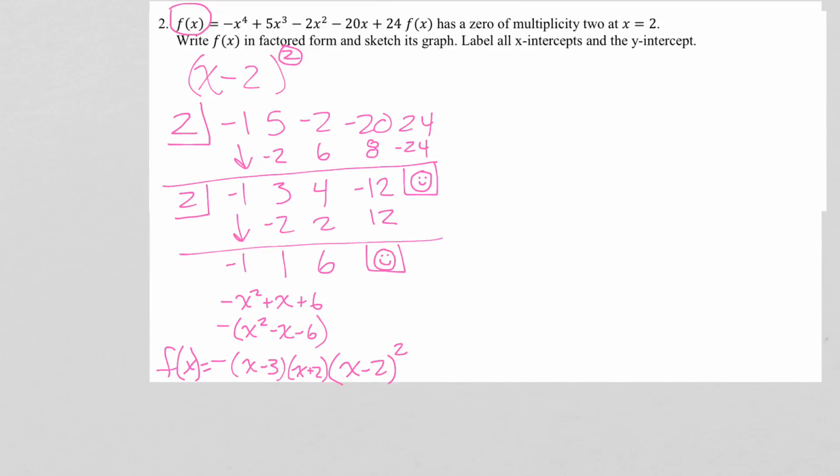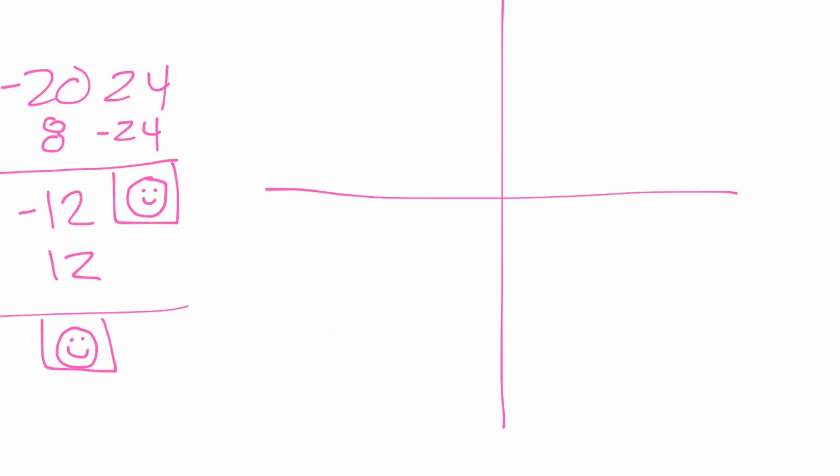So there we have f of x totally factored, and it says to sketch its graph, label all x-intercepts and the y-intercepts. So let's draw some axes here for our graph. Let's find all our x-intercepts. Well, they're going to be at 2, negative 2, and positive 3. So let's go 1, 2, 1, 2, and a positive 3, and we can plot all those zeros right there.